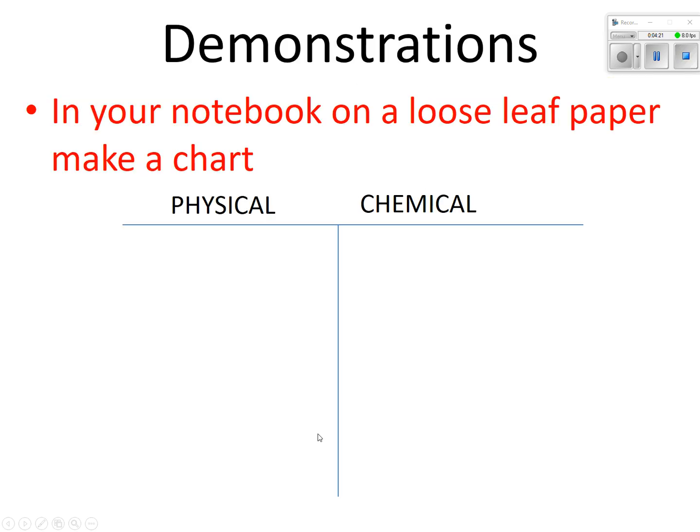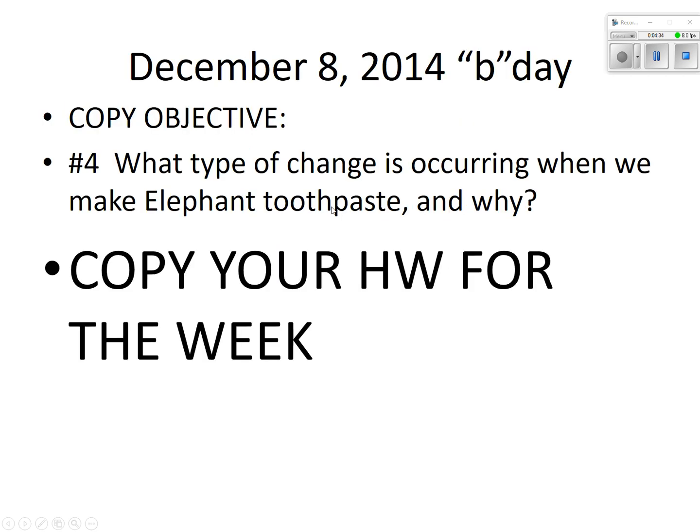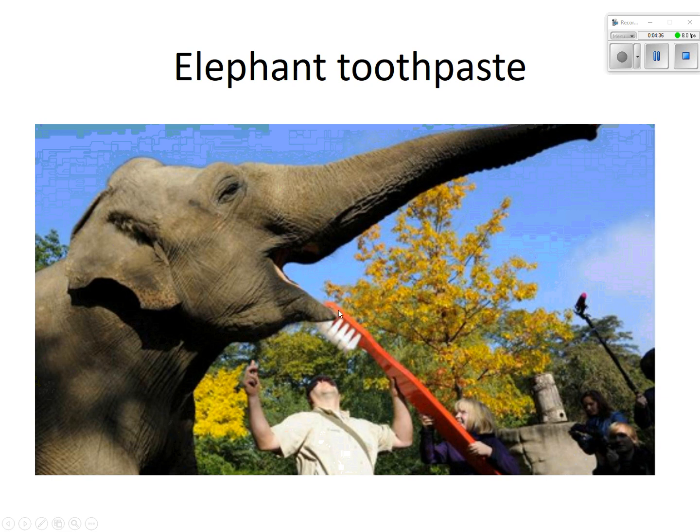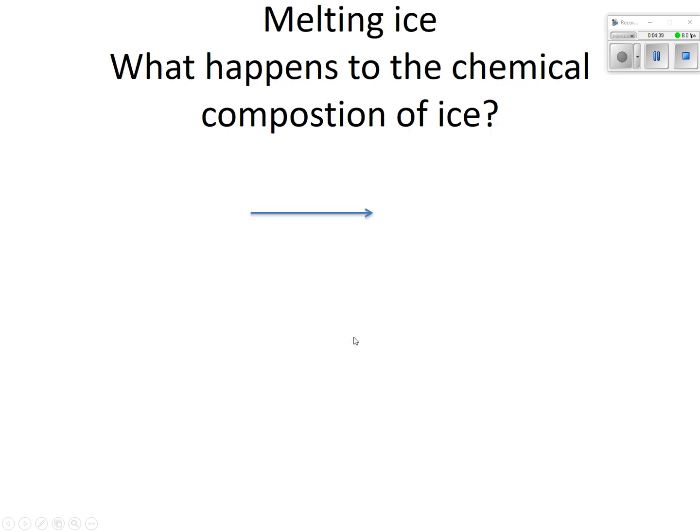You're like a detective. So on this date, we did some demonstrations. On lucid paper, you made a chart, physical and chemical. So we did cutting paper. Cutting paper would be physical, but if I burnt the paper, that would be chemical because I changed the substance. We also did elephant toothpaste. Elephant toothpaste is a chemical reaction. So you see the differences.